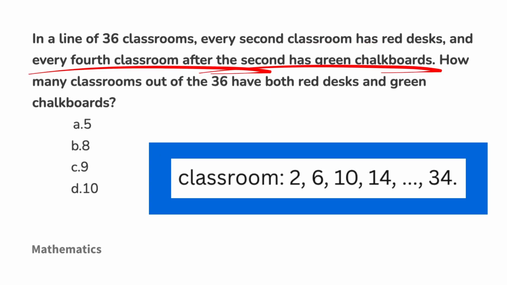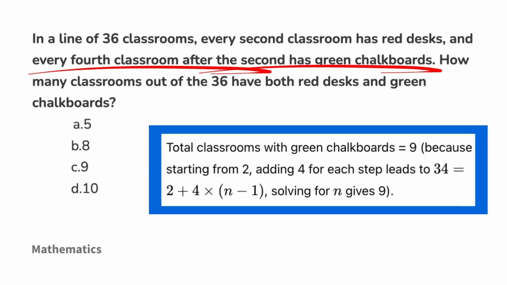Next, we want to identify the classrooms with the green chalkboards. According to the information provided, every fourth classroom after the second has green chalkboards. This pattern starts from classroom 2 and then adds 4 to each subsequent classroom: 2, 6, 10, 14, and all the way on to 34. This forms the sequence where each term increases by 4, which helps us see that the total classrooms with green chalkboards is 9, because starting from 2, adding 4 to each step all the way to 34 will provide us with the answer of 9.